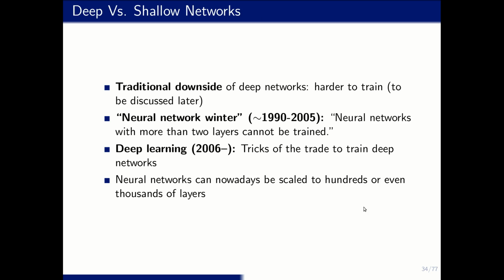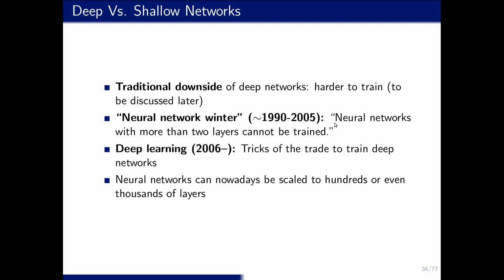So this is the upside of deep neural networks: they can be more efficient. And there has been a traditional downside of deep networks. They used to be harder to train. And this led to a neural network winter in the 90s and 2000s. As mentioned in the history overview, back then kernel methods and support vector machines were way more prominent than neural networks. And the word on the street back then was something like, oh, neural networks which are deeper than 2 layers cannot be trained.